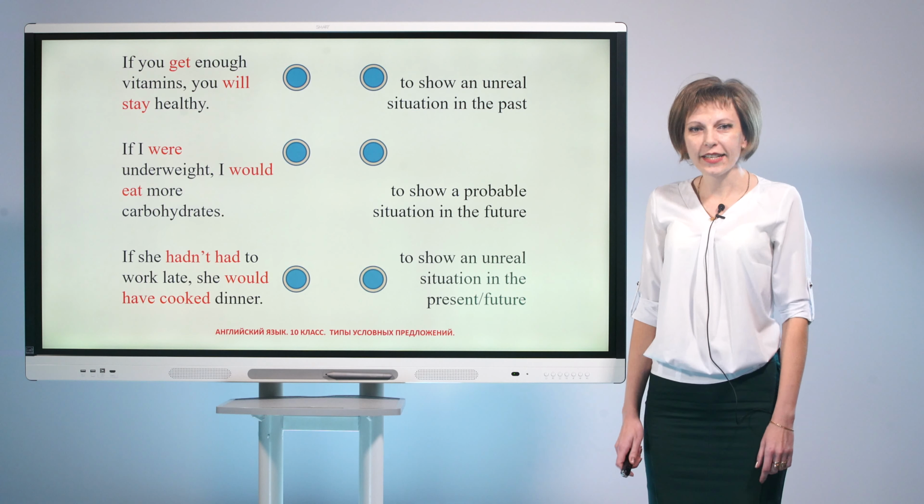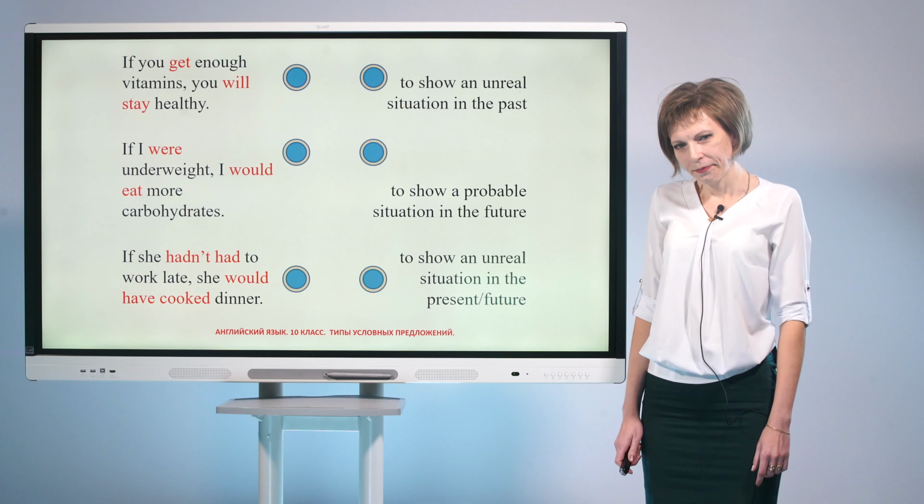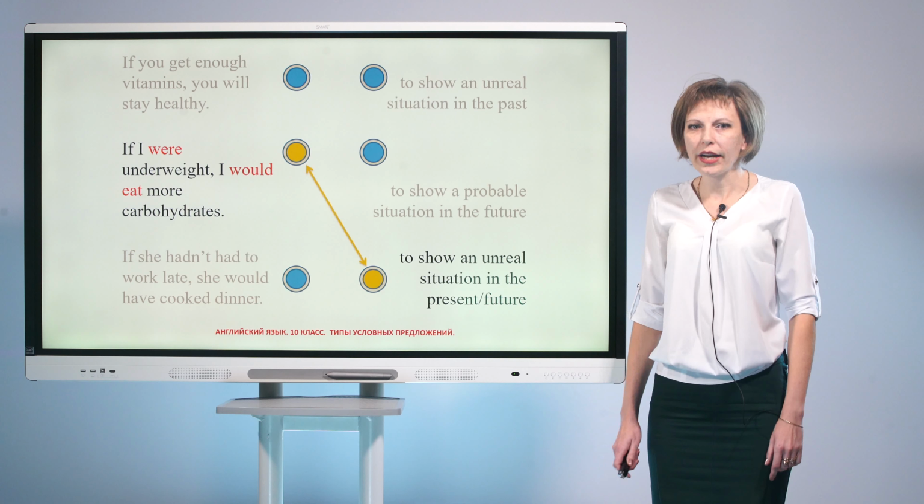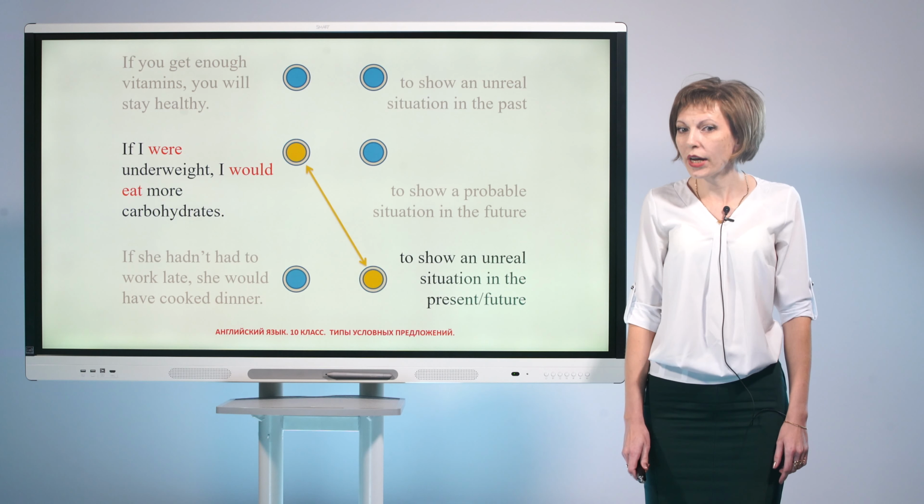Okay, look at the next sentence. Right you are. If I were underweight, I would eat more carbohydrates.